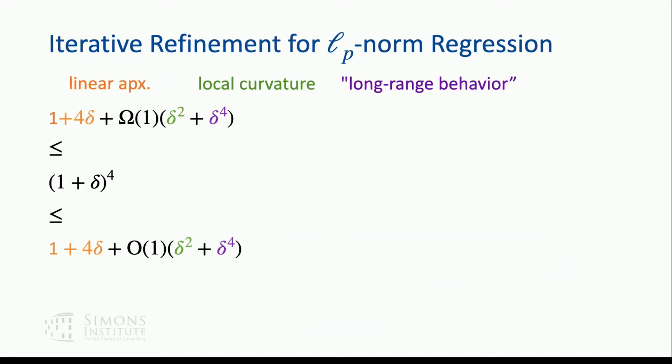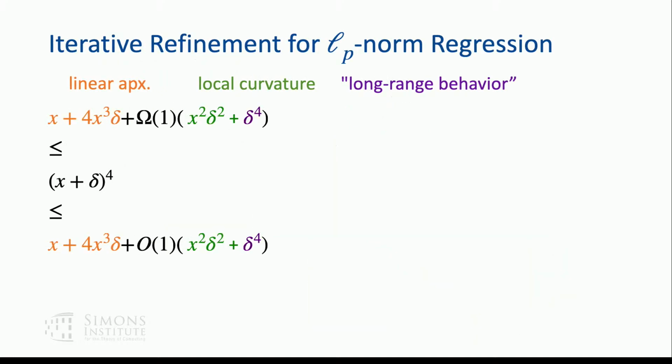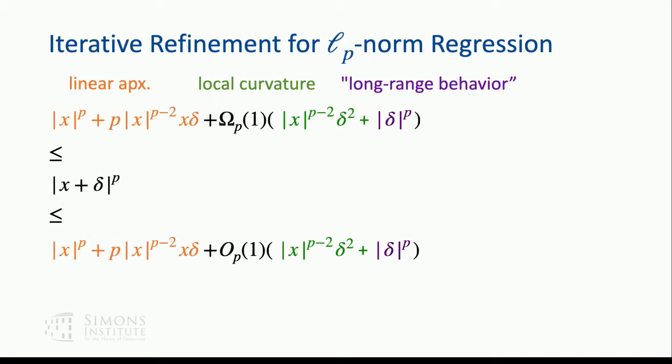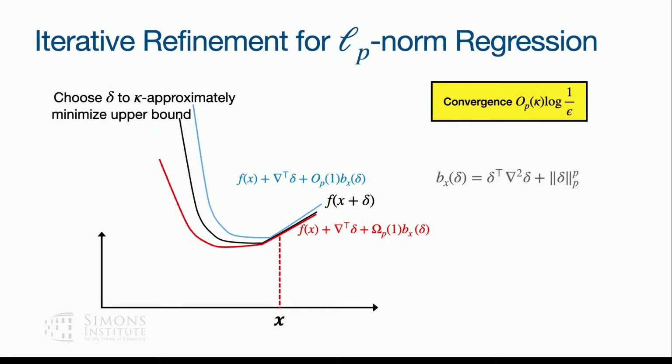Okay. So this extends to any x and delta, and it also extends to all values of p. So you can lower bound and upper bound this by the same terms: the gradient, the Hessian, and the something to the p term. Good. So this gives us good envelopes.